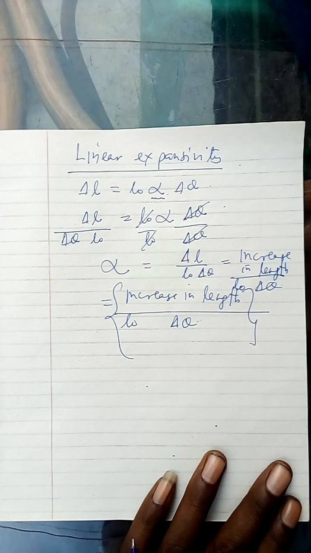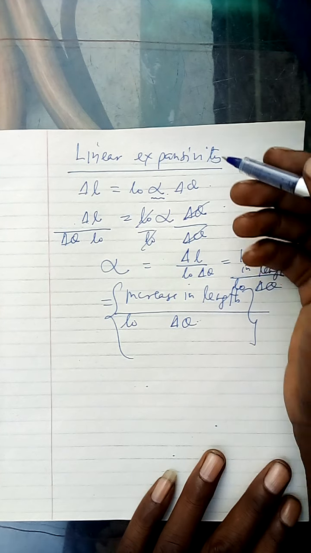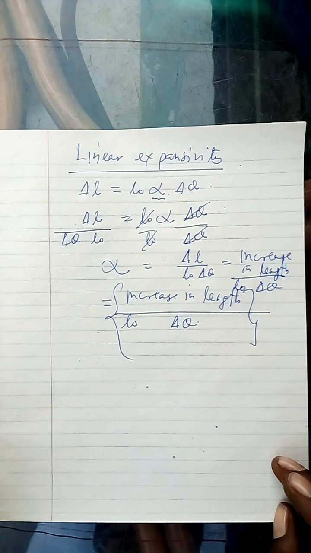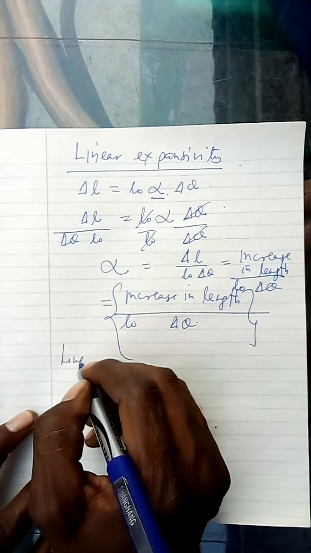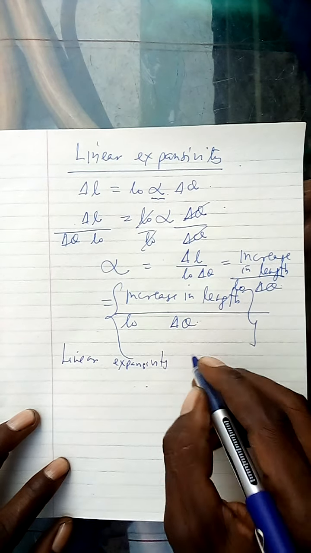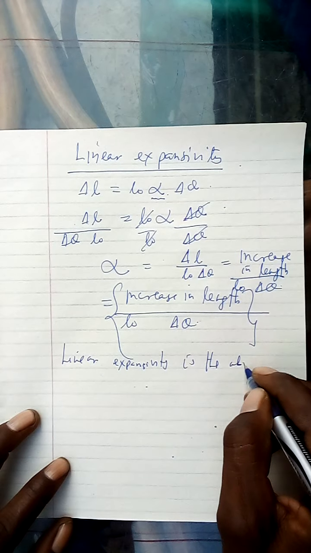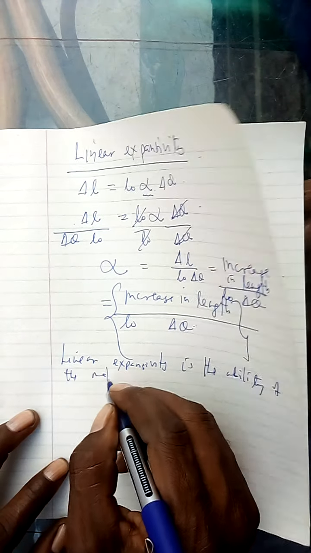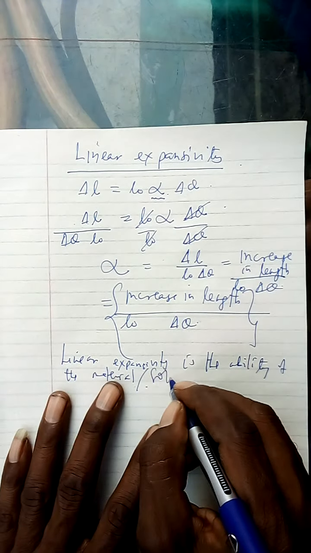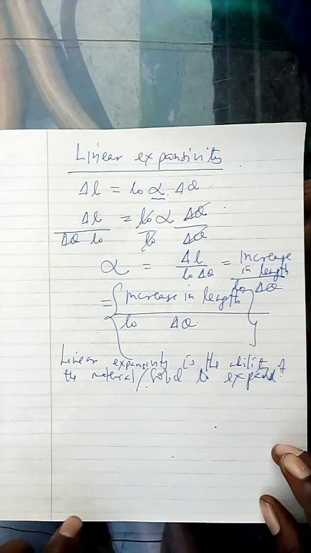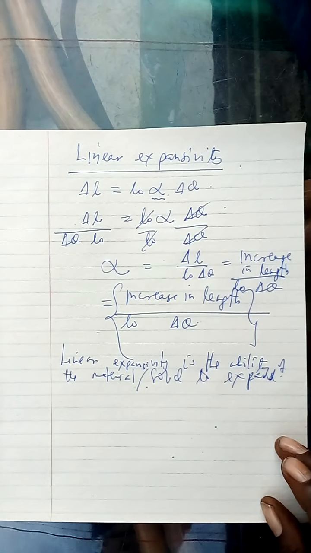But the definition that you would explain in words, rather than the mathematical concept, is that linear expansivity is the ability of an object to increase in volume. Linear expansivity is the ability of the material, a solid material, to expand. So the ability of the material to expand, we call it linear expansivity.